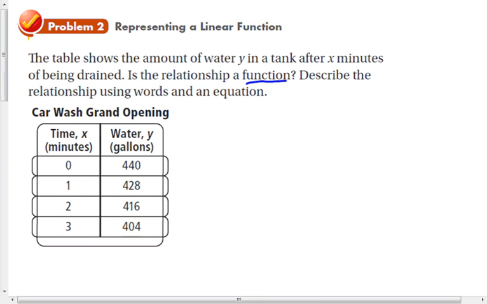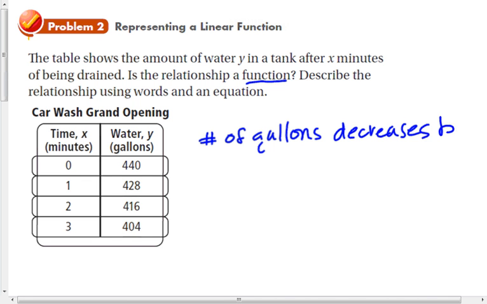And we need to describe the relationship using words. So the number of gallons seems to be going down. It's decreasing by, and notice it's going down, it looks like minus 12 every time. So the number of gallons decreases by 12 gallons per minute.